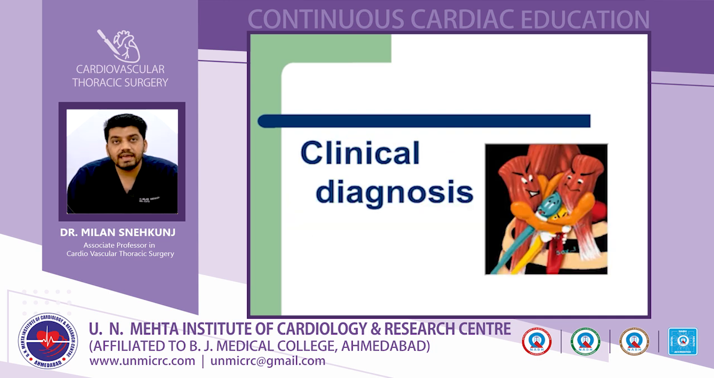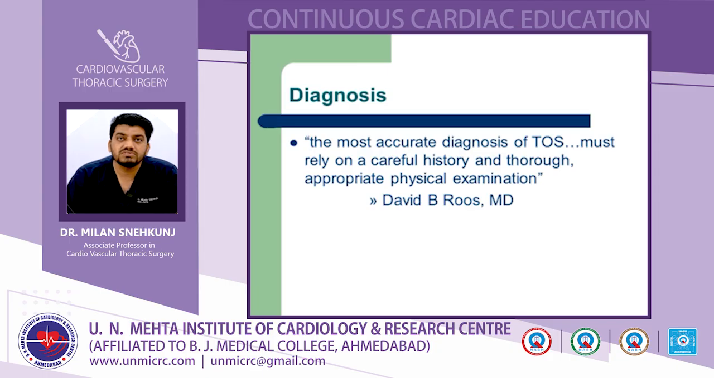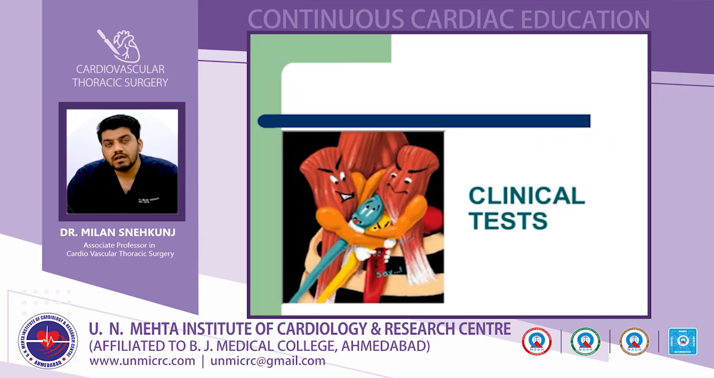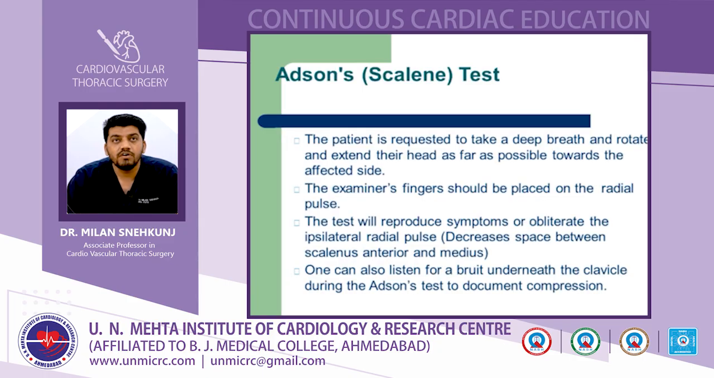Now coming to the diagnosis part, the most accurate diagnosis of thoracic outlet syndrome must rely on careful history and thorough physical examination, which was said by David Roos. There are various clinical tests which help to make a diagnosis of thoracic outlet syndrome. First is the Adson test. The patient is requested to take a deep breath and rotate and extend their head as far as possible towards the affected side. The examiner's fingers should be placed on the radial pulse.